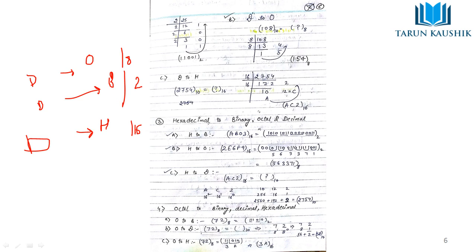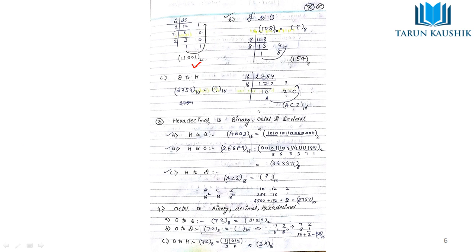Okay, so for D to B, we have divided by 2. So how to do it? 2 into 25 is 12, remainder 1. 2 into 12 is 6, remainder 0. 2 into 6 is 3, remainder 0. 2 into 3 is 1, remainder 1, and 1 is still remainder. So write in this form, from this portion to this portion. So what you get is 11001 in binary form.